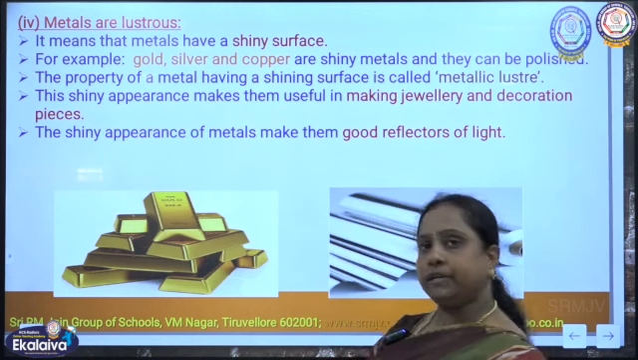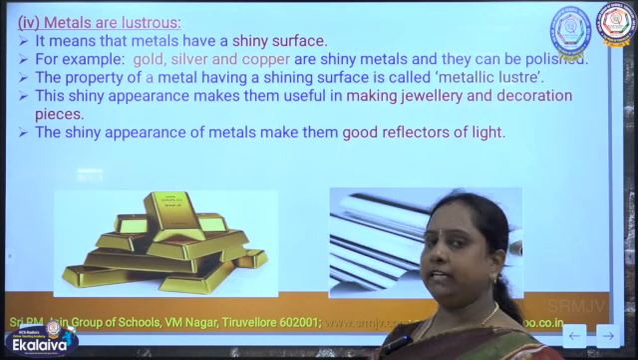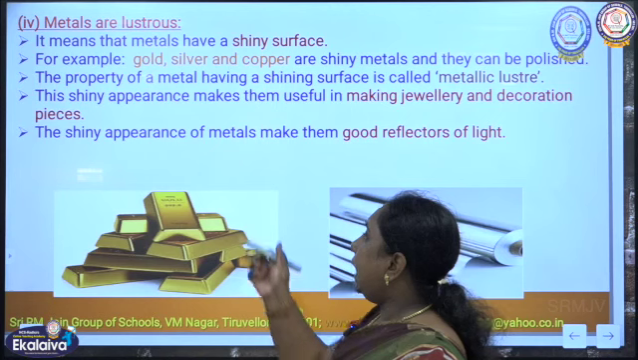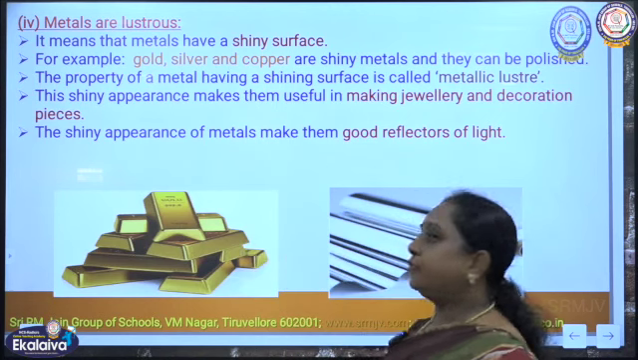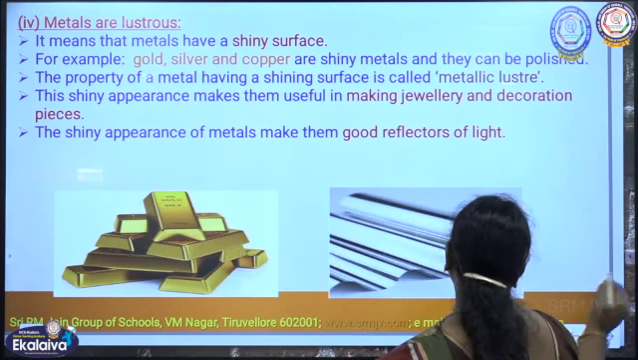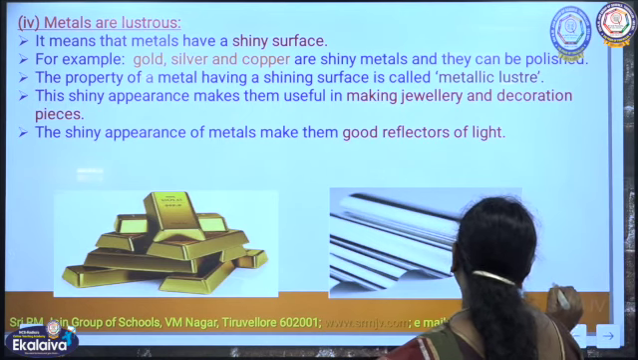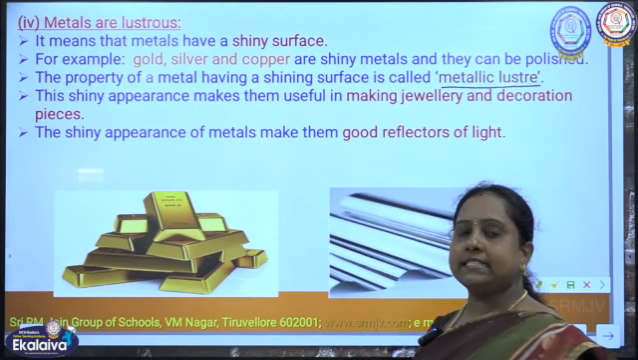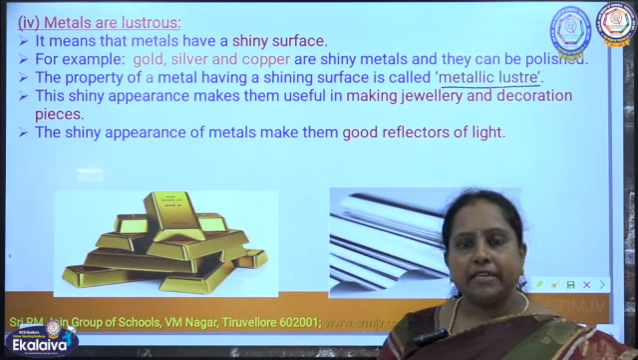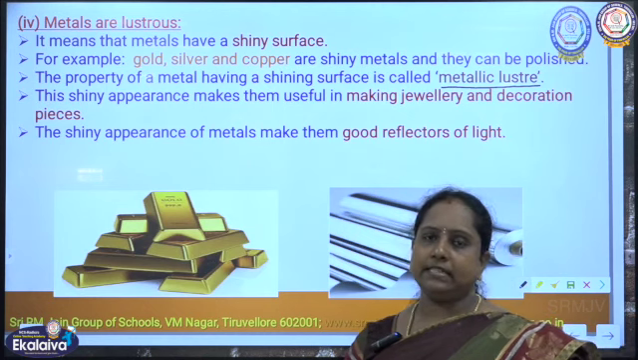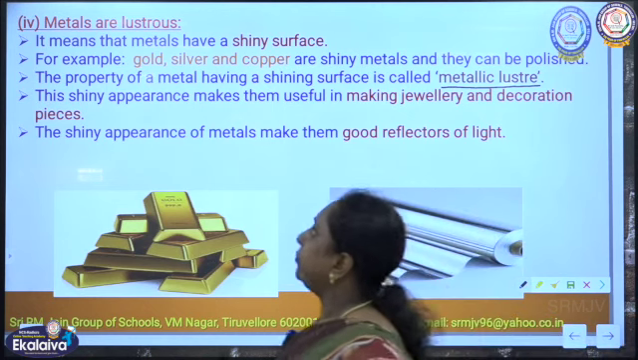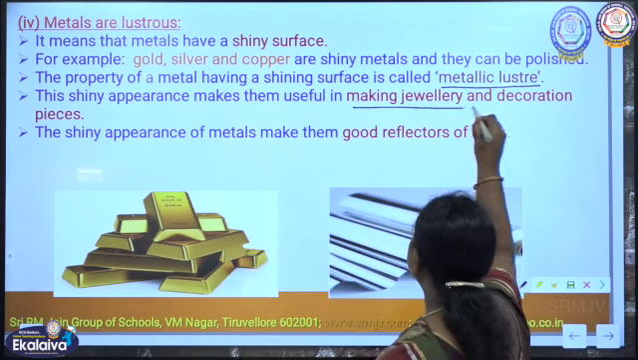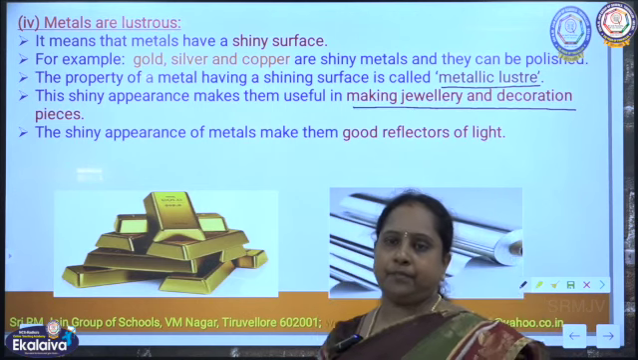And copper is also a shiny metal, which is reddish brown in color. The property of metals having a shiny surface is called metallic lustre. It is nothing but the shiny appearance possessed by the metals. This shiny appearance makes them useful in making jewellery and decoration pieces.